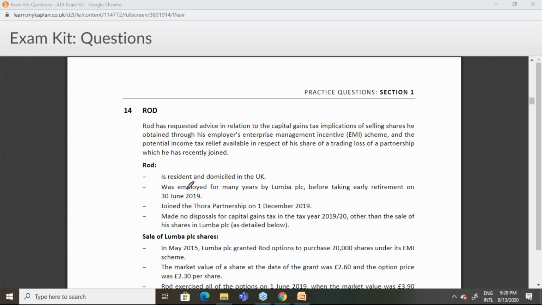Rod is resident and domiciled in the UK. He was employed for many years by Lumba PLC before taking early retirement. That's not relevant to our question. He joined the Torah partnership. Now, this is important: for him, he started the business on the 1st of December 2019.